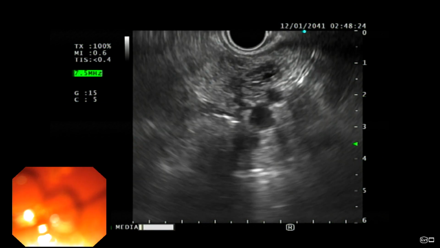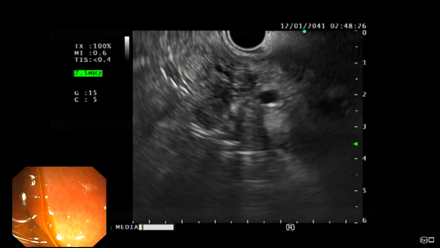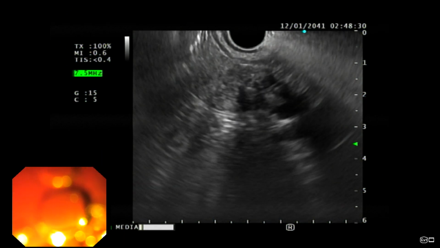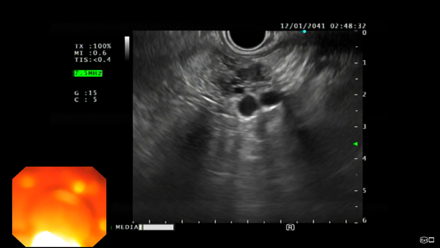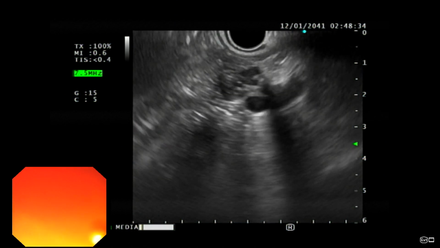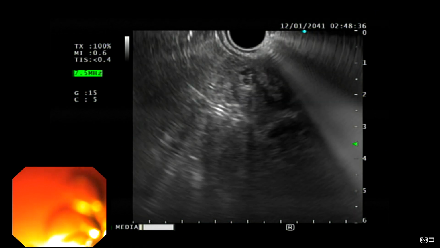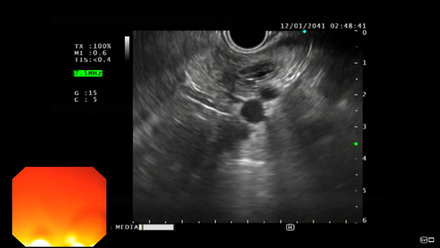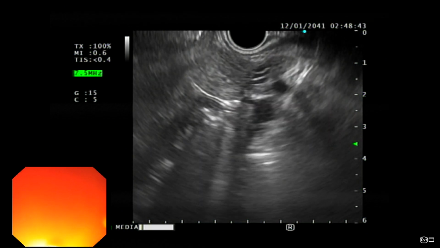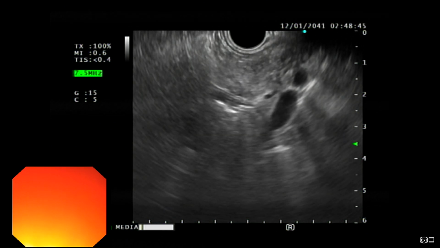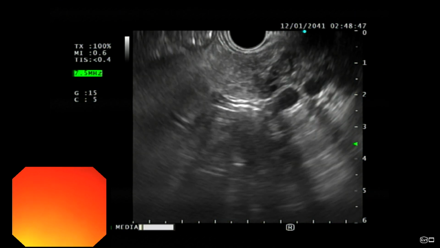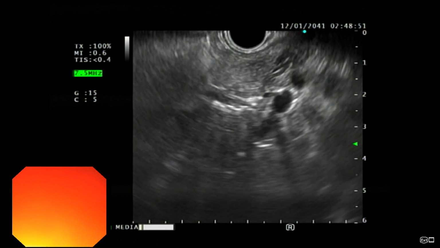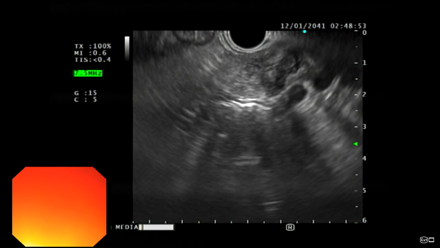We know there's probably a disconnection there, disconnection or disruption of the duct in that area. Yeah. And all that, that's a fluid there. There's a little bit of debris looking area. That's not a mural nodule, I don't think so. It looks more like probably a little bit necrotic area. And I think one thing, you can see the duct, it just dilates up slightly here.